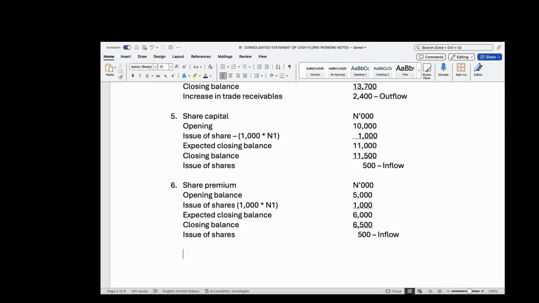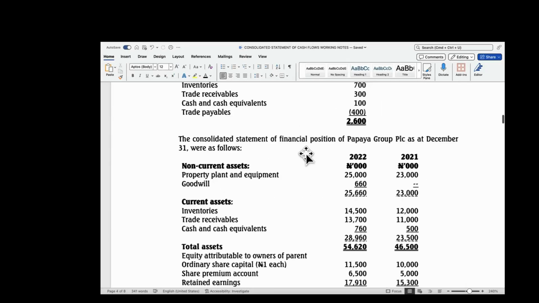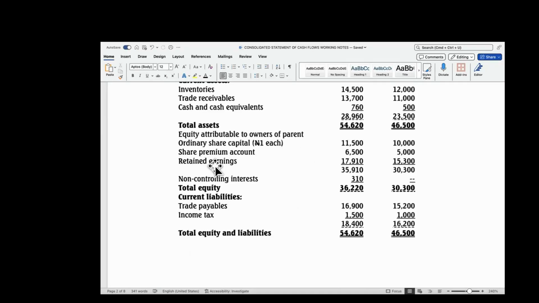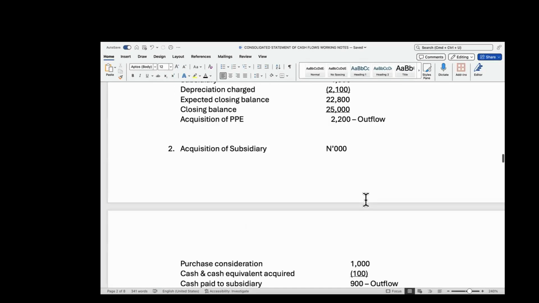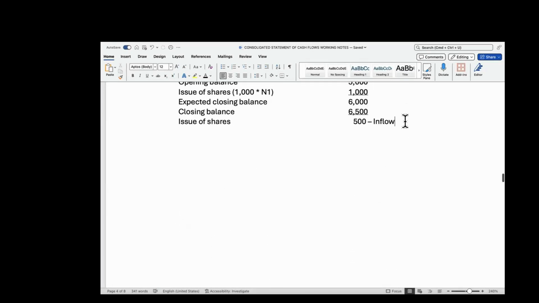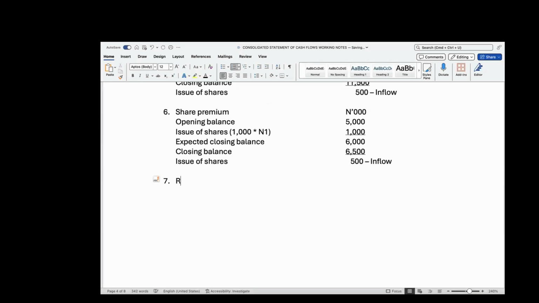Okay, sir. So what's the next item after share capital and share premium? The next item is retained earnings. And the opening retained earnings here is 15,300. So what will cause movement in retained earnings from the question?